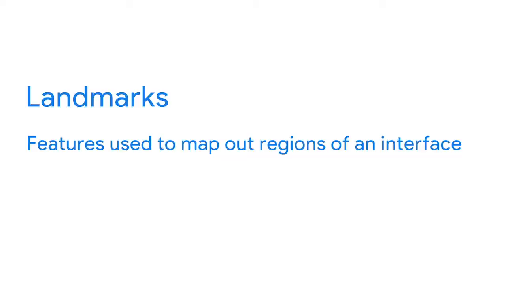As you continue refining your wireframes, consider annotating various sections to serve as personal reminders. Using placeholder words like heading, subtitle, or page title will be helpful for your own reference as well as when you determine the appropriate heading tag. Another feature to include in your wireframes is a landmark. Landmarks are features used to map out regions of an interface. Headings, which we just discussed, serve a similar purpose to landmarks.